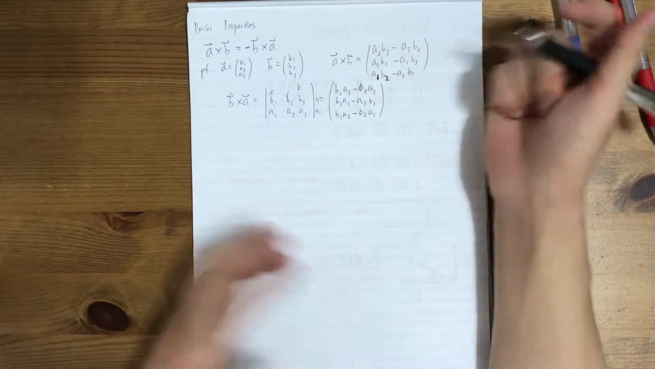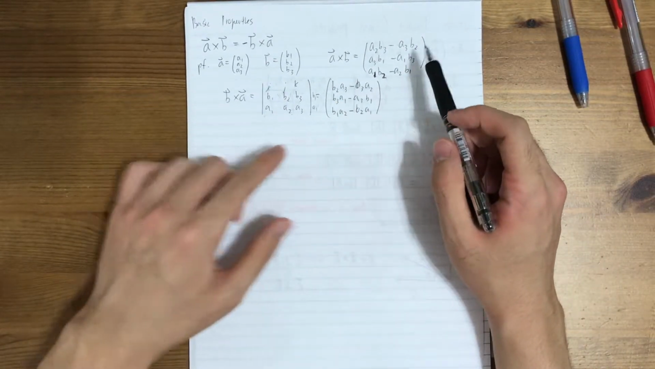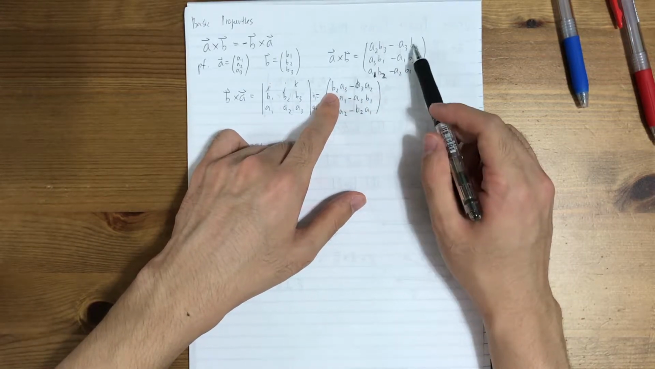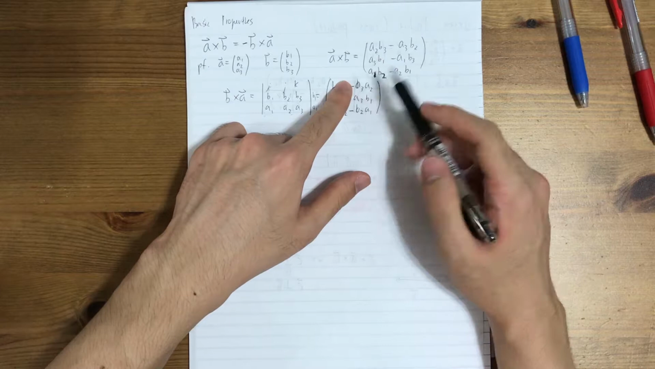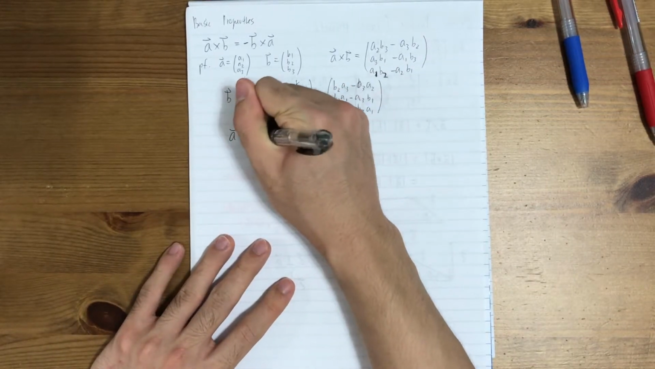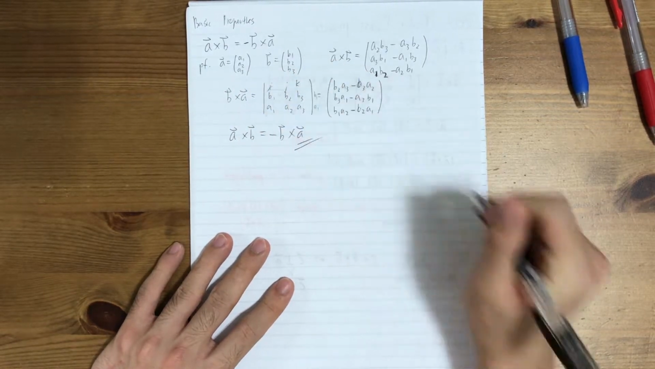I should have written it out, but anyway, so we have this, right? And how can we compare these two? We can see that B2A3 is here, and B3A2 is here. So we can see that A cross B equals negative B cross A. Okay?